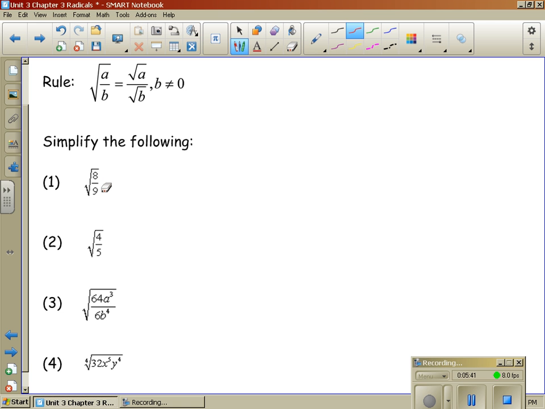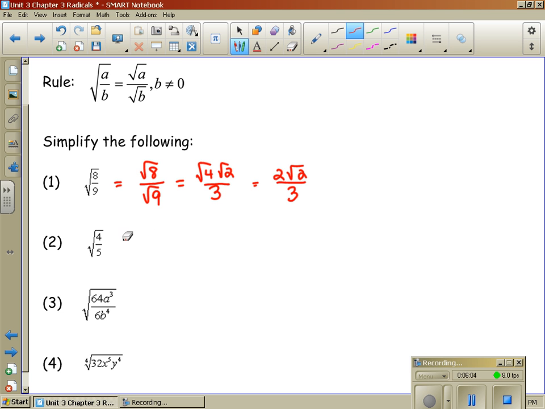So, square root of 8 over square root of 9. We can write the square root of 8 ninths as the square root of 8 over the square root of 9. Square root of 9 is 3. Square root of 8, 4 and 2. So 2 square roots of 2 over 3.